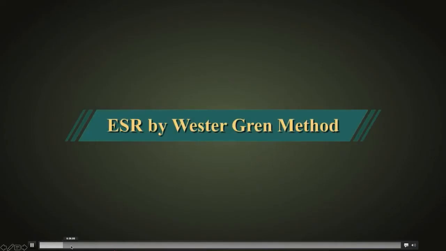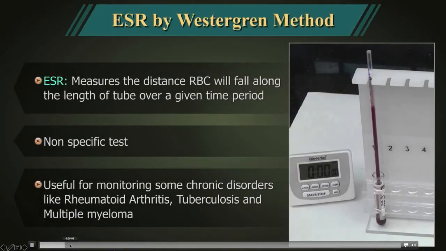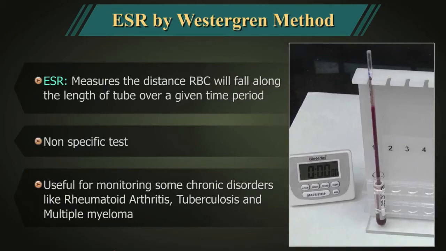ESR, or erythrocyte sedimentation rate, measures the distance red blood cells will fall along the length of a vertical tube over a given time period. Although it is a non-specific phenomenon, it is clinically used in certain chronic disorders for example, rheumatoid arthritis or tuberculosis, as an index of progress of the disease.